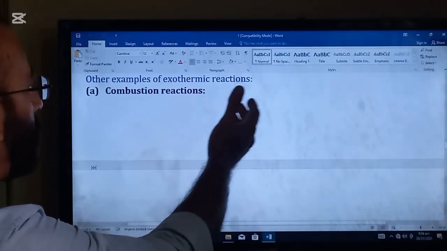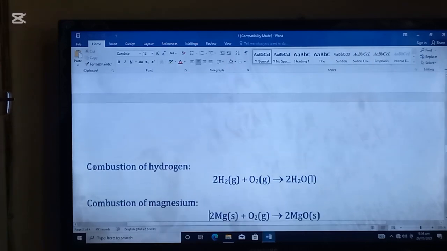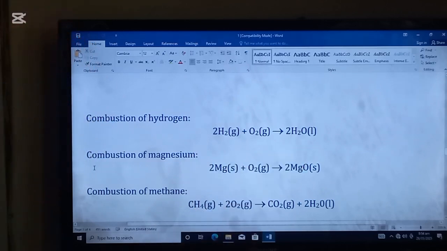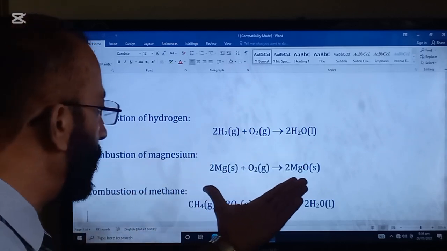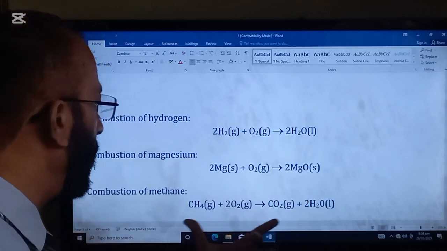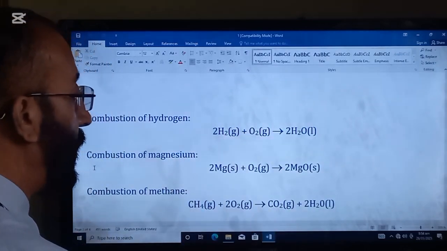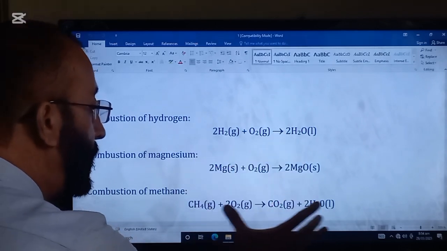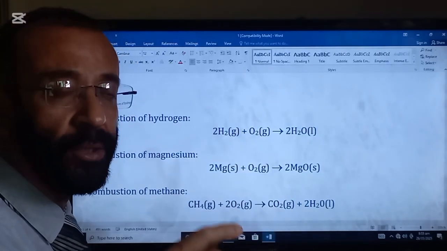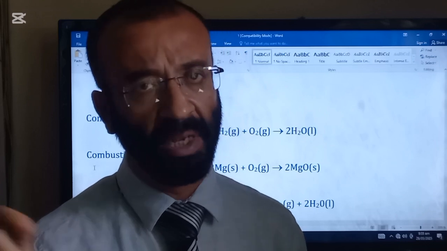Other examples of exothermic reactions. One is combustion reactions. Here is the combustion of hydrogen. Equation is here. Here is the combustion of magnesium. Equation is here. Here is the combustion of methane. Equation is here. Practice these equations again and again by writing. You have to learn these balanced equations because in the paper we do not have much time to balance the equations. So our practice should be enough, more than enough, to write the equation in a very fluent way.